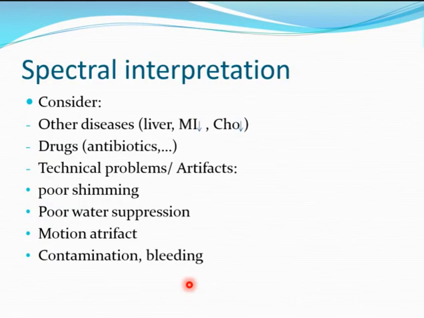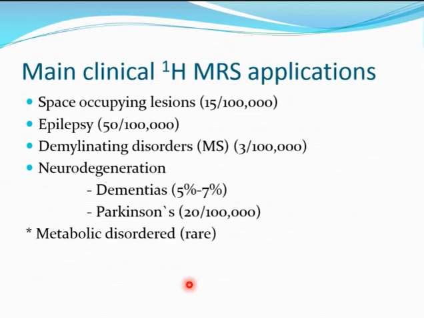So when you interpret a spectrum, you should consider other diseases, for example, liver disease that causes decreased myoinositol, decreased choline. Drugs like antibiotics might change the spectrum. Technical problems, artifact, for example, in poor shimming, you'll have a bad spectrum. If there's poor water suppression, motion artifact, if there is contamination, for example, by bleeding, you'll have abnormal spectrum.